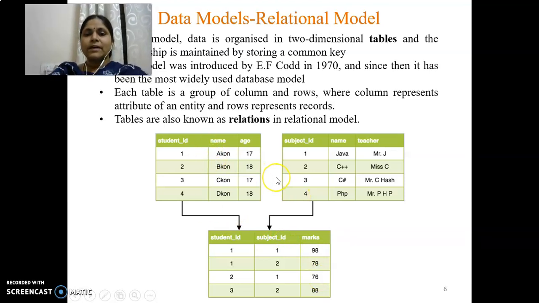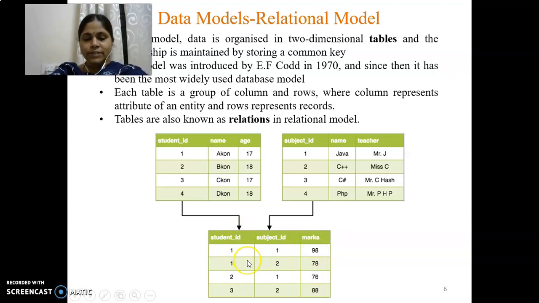The two tables are linked by means of primary keys of the tables. In this table, the primary key is student ID. In this table, the primary key is subject ID. So, using the common primary keys, we will be storing the third attribute, that is marks.